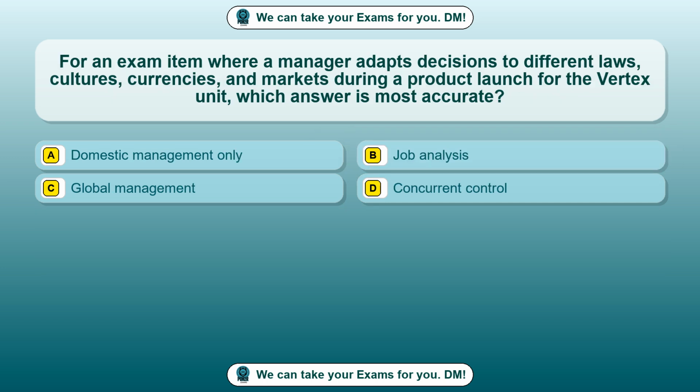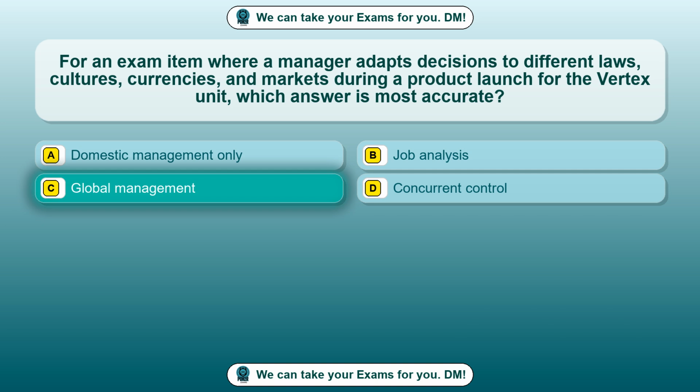Question 50. For an exam item where a manager adapts decisions to different laws, cultures, currencies, and markets during a product launch for the Vertex unit, which answer is most accurate? Option A, domestic management only. Option B, job analysis. Option C, global management. Option D, concurrent control. The correct answer is option C, global management.